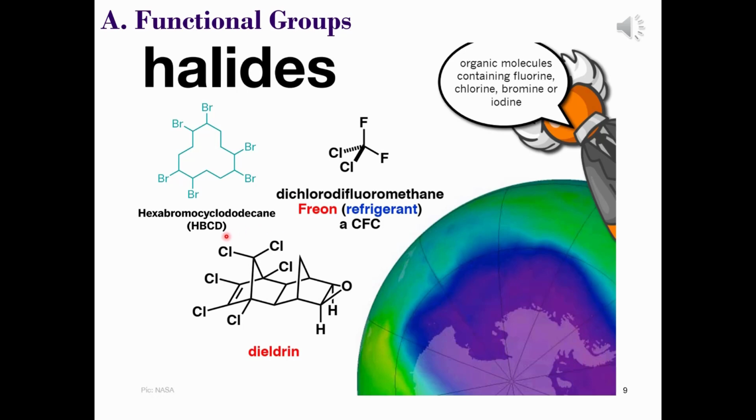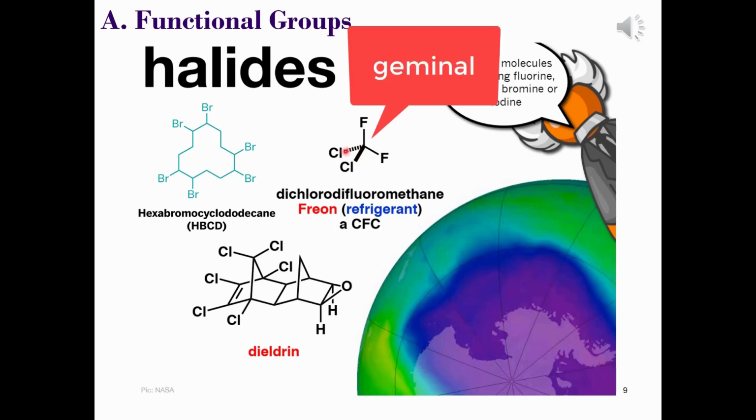Okay, HBCD contains only secondary bromine atoms. Now, Freon can't be classified as either primary, secondary or tertiary because of the lack of any other carbon atoms. When two halogen atoms are connected to the same carbon, they are described as being geminal. Hence, the fluorine and chlorine atoms are both geminal.